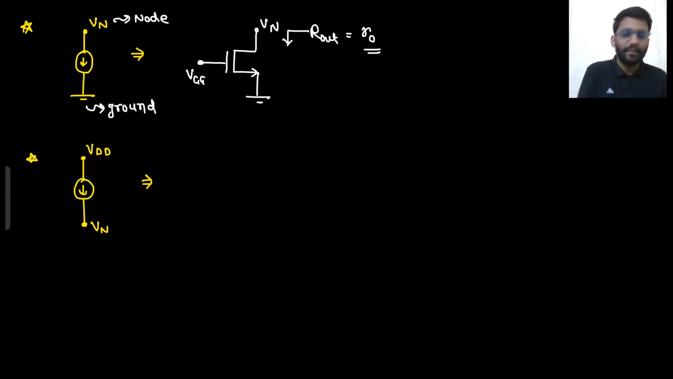So if you are going from a node to ground, that means you will use NMOS, not PMOS. Now, if you are going from VDD to VN, then we will use PMOS. So this is your VDD.